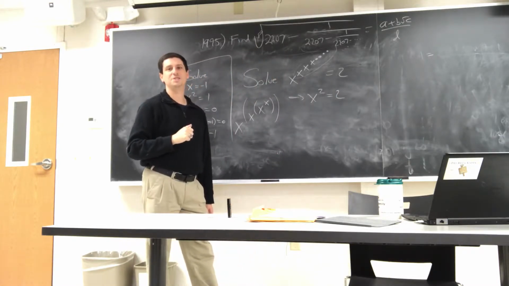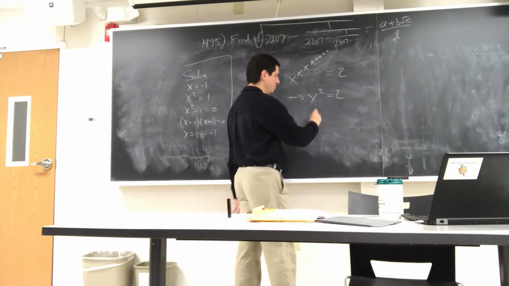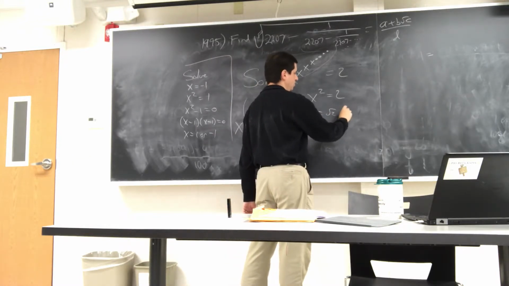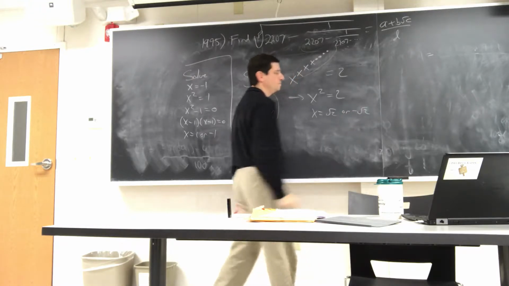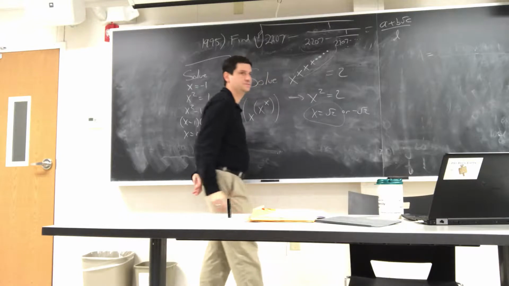And now you can see why I slipped and started by writing root 2 to the root 2 to the root 2 to the root 2. I started with the answer. So now we're trying to solve x squared equals 2. All right, that's not bad. x equals root 2 or negative root 2. And we'll go with x equals root 2.